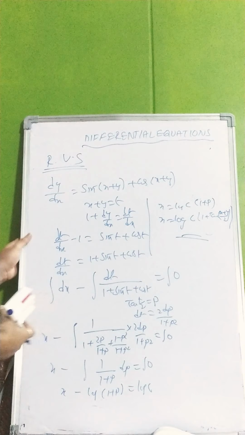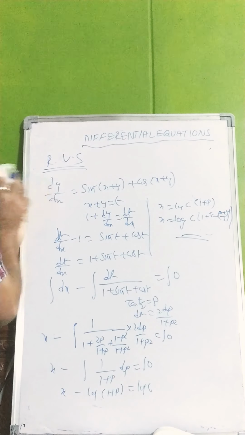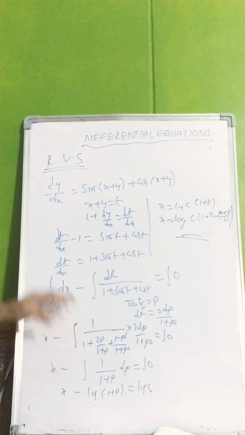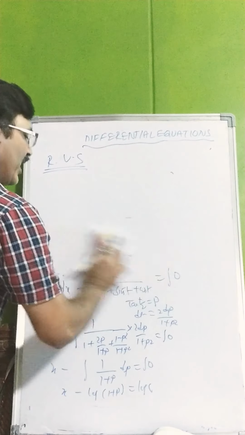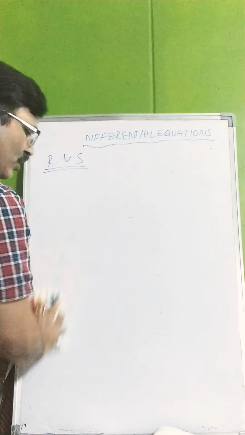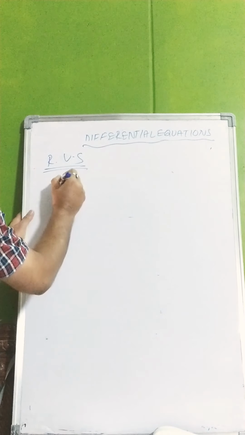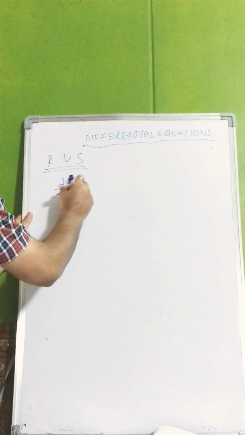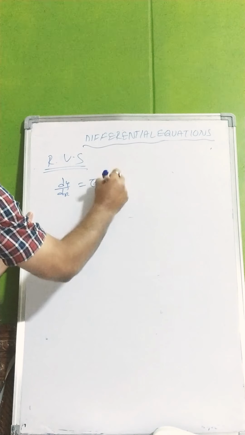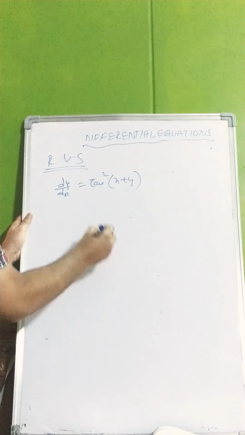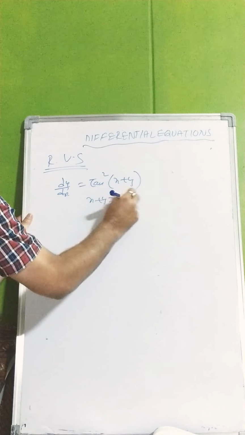One more problem we will do on this, where it's reducible to variable separable. Hope that you understood clearly. One more problem we would like to do. So the problem is this: suppose I take dy by dx is equal to tan square of x plus y. What to do here? x plus y is equal to t only.